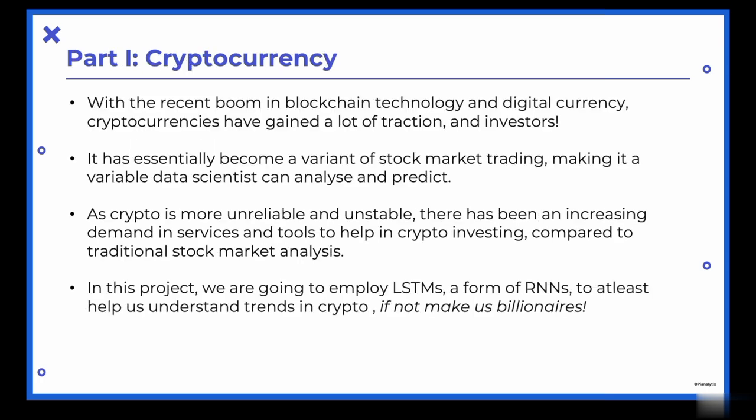So first, let us see what is cryptocurrency. With the recent boom in blockchain technology and digital currency, cryptocurrencies have gained a lot of traction and investors. It has essentially become a variant of stock market trading, making it a variable data scientists can analyze and predict. As crypto is more unreliable and unstable, there has been an increasing demand in services and tools to help in crypto investing compared to traditional stock market analysis. In this project, we are going to employ LSTMs, a form of RNNs or recurrent neural networks, to at least help us understand trends in crypto.